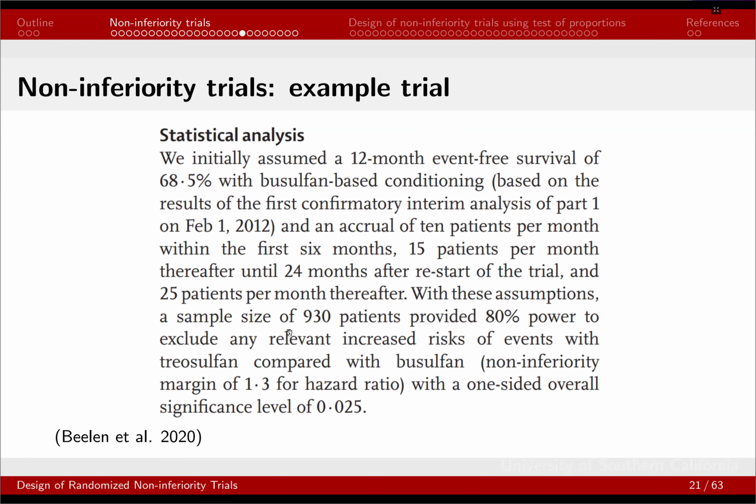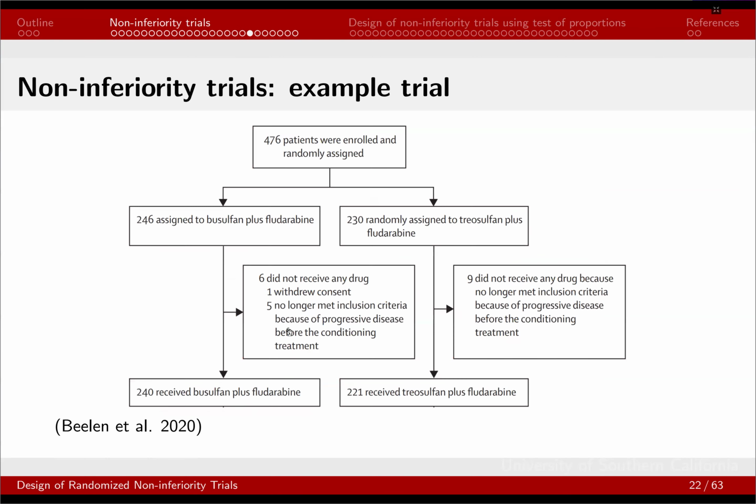Although they planned to enroll 930 patients, they actually didn't enroll that many. The study has 2 planned interim analyses, and at the time they performed the second interim analysis, the objective of demonstrating non-inferiority of treosulfan was actually achieved. So the Data Safety Monitoring Committee, or DSMC, recommended termination of the trial.